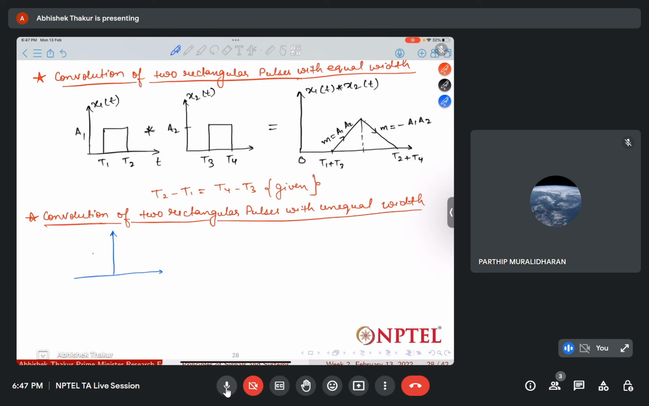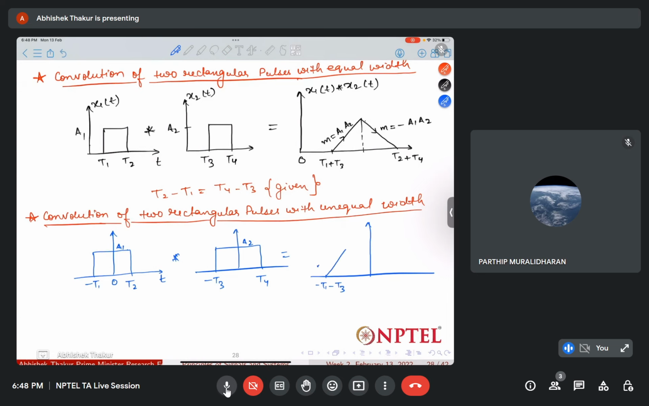So let's suppose two functions are given. This one is from minus T1 to T2, the amplitude is A1. This is convolved with a pulse from minus T3 to T4, amplitude A2. So the output will be a trapezium. How will it follow? The lower limit will be the addition of both the lower limits, that is minus T1 minus T3.